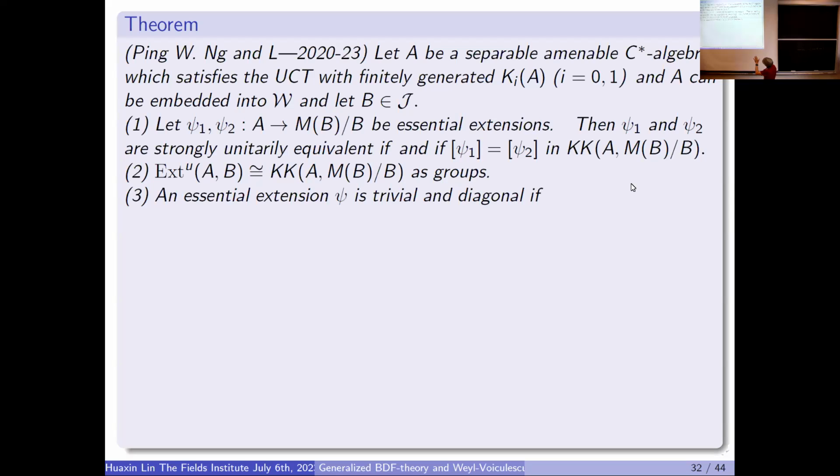Then traditionally, when you look at the extension, you will ask when this short exact sequence is split. So we call it a trivial extension. And if it's trivial and a diagonal, I hope nobody asks me what a diagonal is. I'm not going to explain it. So if this thing is zero as a KK element.